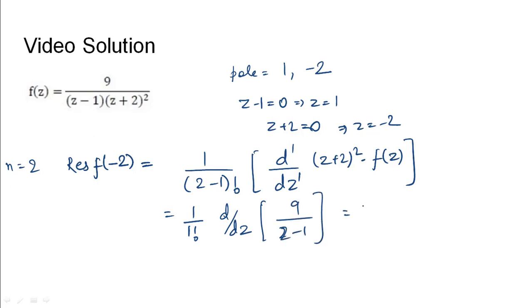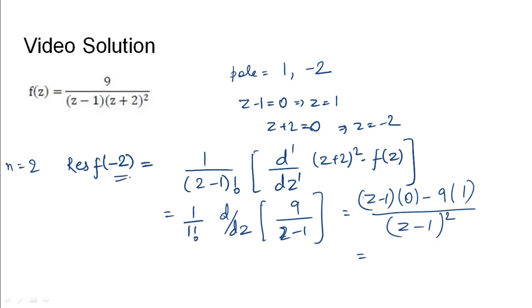So this would become (z minus 1) into the differentiation of 9, that would be 0, minus 9 into the differentiation of z minus 1, that would be 1, divided by (z minus 1) whole square. On substituting the value of z equals minus 2, we would get minus 9 by (minus 3) whole square. So this would become minus 1. So one of the residues of the function is minus 1.